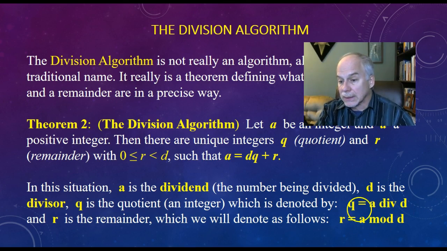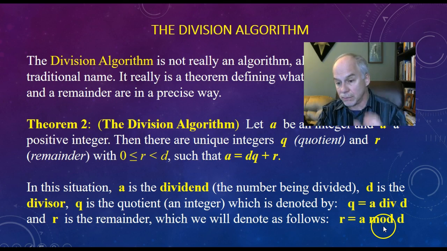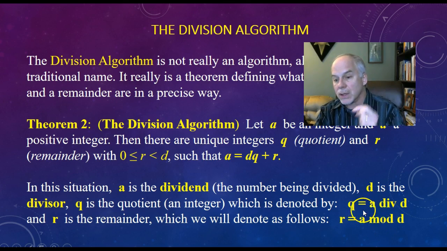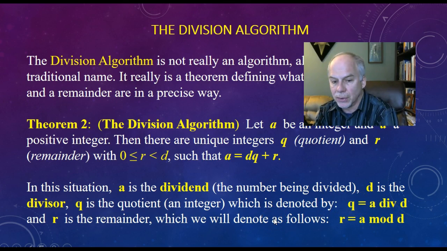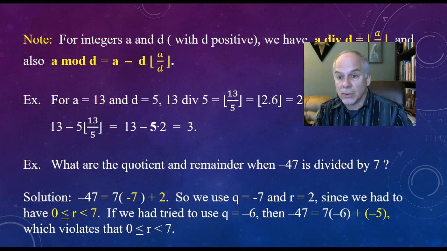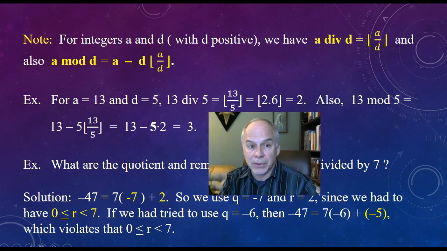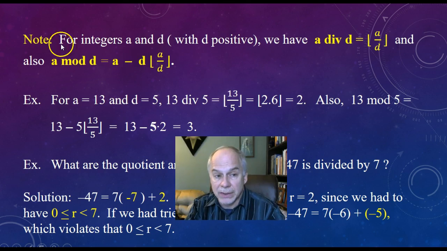So take a number and divide by d. I'm sorry, a mod d means we're finding the remainder. A div d means we're finding the quotient, okay, in these computer-like commands. So let's look at some examples. First, look at this note.